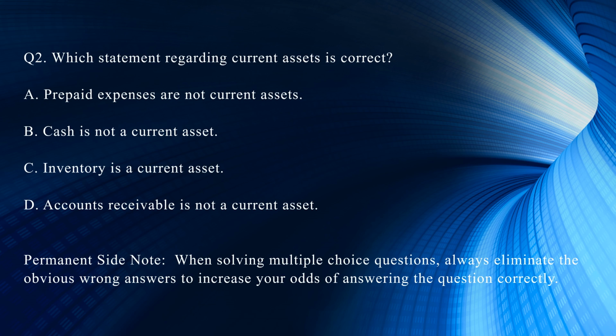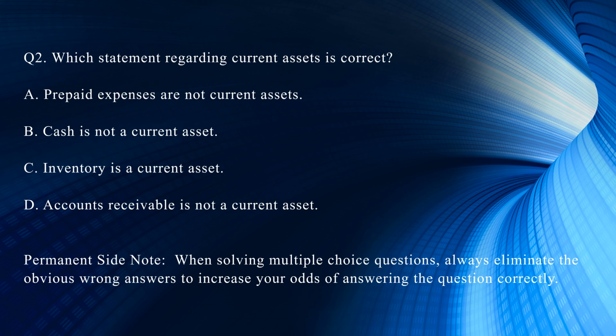Question 2. Which statement regarding current assets is correct? A. Prepaid expenses is not current assets. B. Cash is not a current asset. C. Inventory is a current asset. Or D. Accounts receivable is not a current asset. So we'll eliminate the obvious. Starting with A. Prepaid expenses are not current assets. No, we know that prepaid expenses are expenses that the company has paid in advance that it expects to be utilized within a 12-month period. So it is a current asset. So we can rule A out.